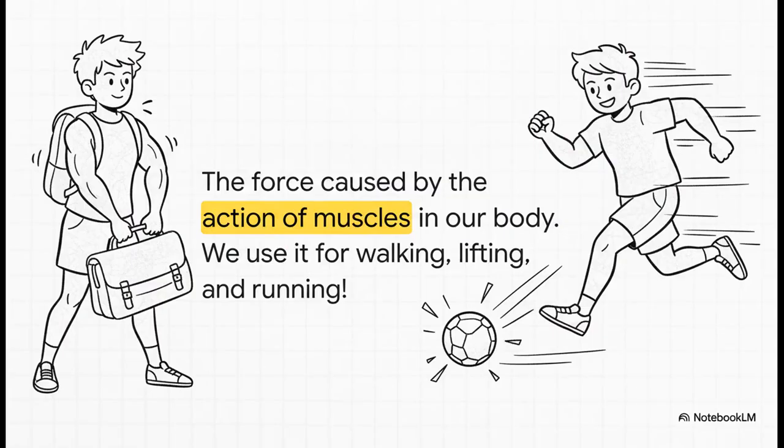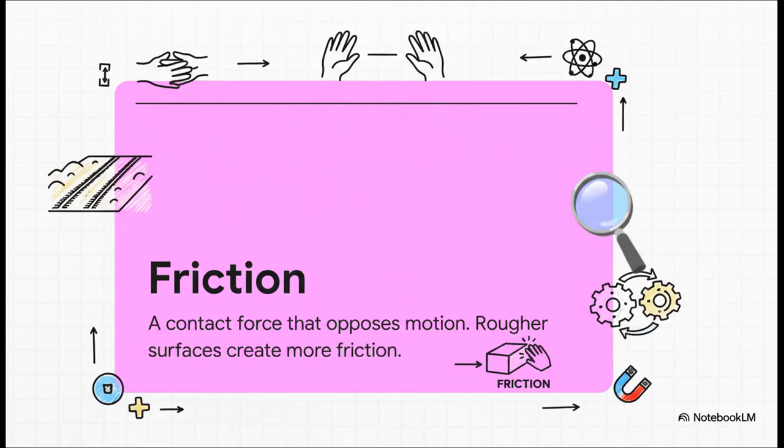You know, muscular force is probably the most common one we use every single day, just by moving our bodies. Lifting your bag, kicking a ball, that's all your muscles at work. And then there's friction. Friction is that sneaky force that tries to stop everything. It's the reason a ball rolling on the ground eventually stops on its own. And remember, rough surfaces have way more friction.